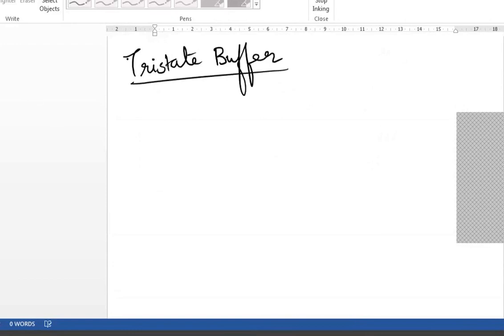Tri-state buffer, have you heard of it? All of us are aware of the buffer gate. Can anyone tell me what a buffer gate is? Have you seen this gate earlier? It's a buffer gate, right? What is a buffer gate? Whatever input I provide, I'll get as an output.